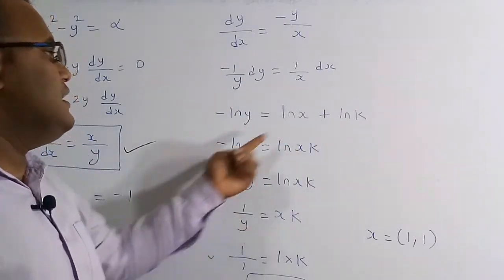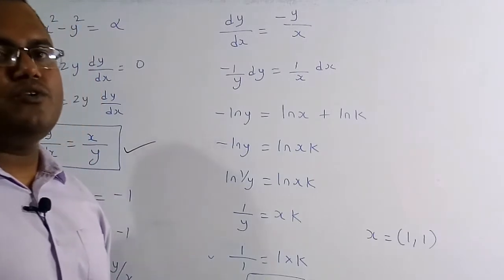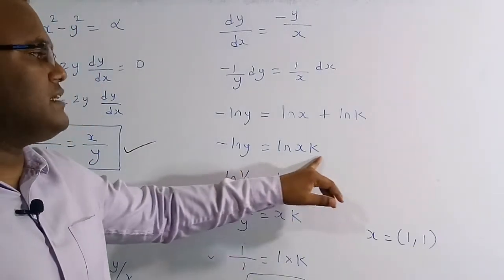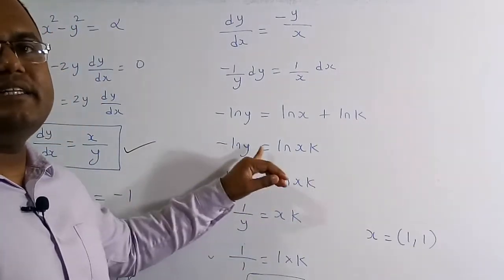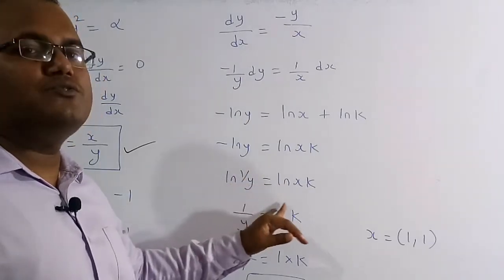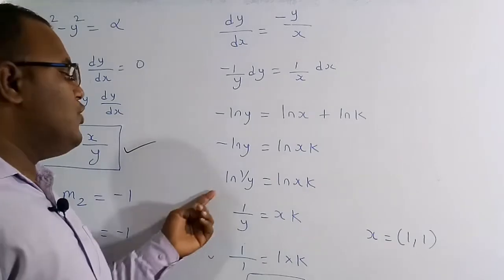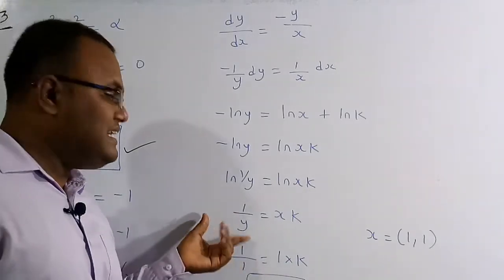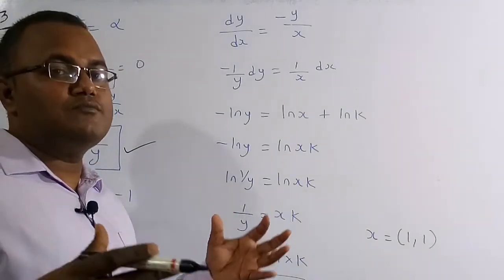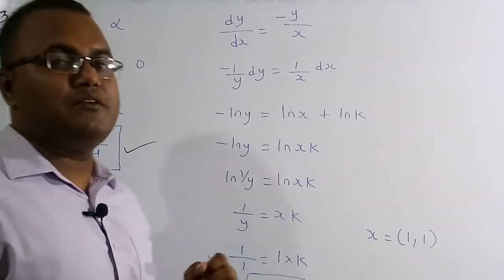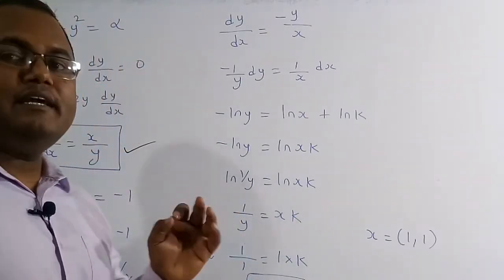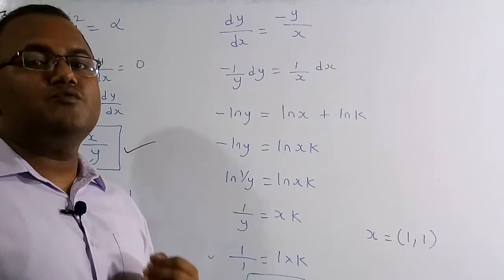So therefore, here log m plus log n is equal to log m into n. So therefore log of x into k. So minus I can take inside, I am going to get ln of 1 by y is equal to ln of xk. So we can compare both of them, we are going to get 1 by y is equal to xk. But this is the general format of curves which are perpendicular to the original equation. But we have to get only one graph which is going to pass through (1, 1).